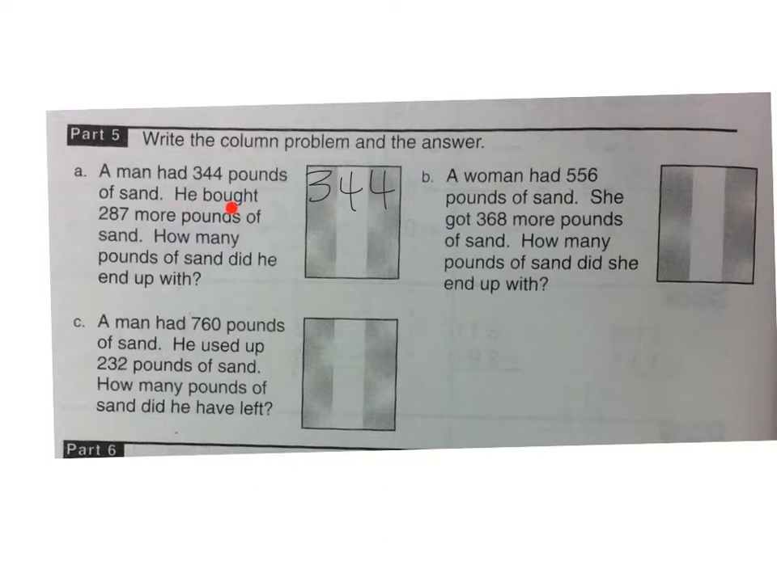And then it says he bought 287 more pounds. So when I'm thinking about it, if I'm buying more of something, that means that I'm getting more of it. So I'm adding into what I already have. So we have 287, and we know that we're adding onto it because we're getting more sand than what we already started out with. So we'll go ahead and do the adding. And you should have 631 pounds of sand that he ended up with.